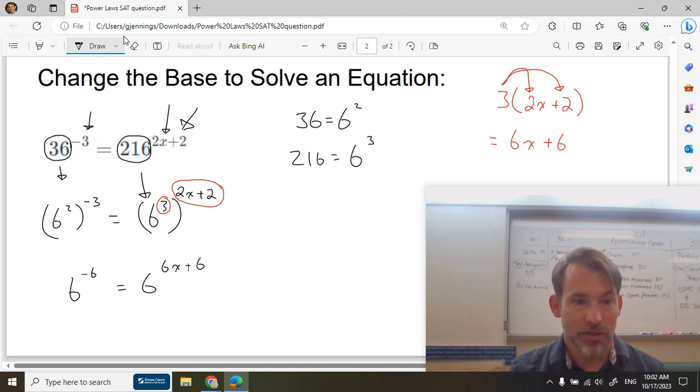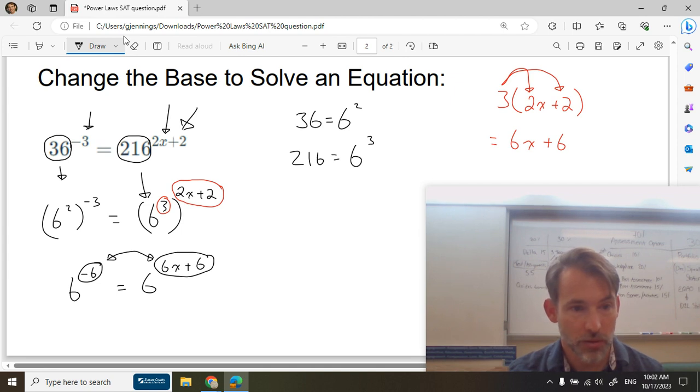Now, if 6 to the this is equal to 6 to the this, then these two things must be equal to one another. So let's equate those exponents. We have minus 6 is equal to 6x plus 6.